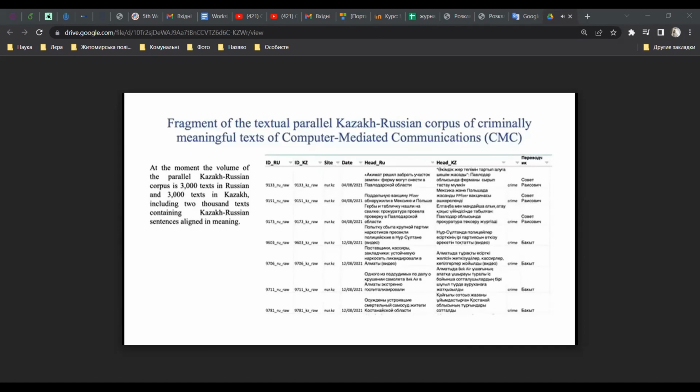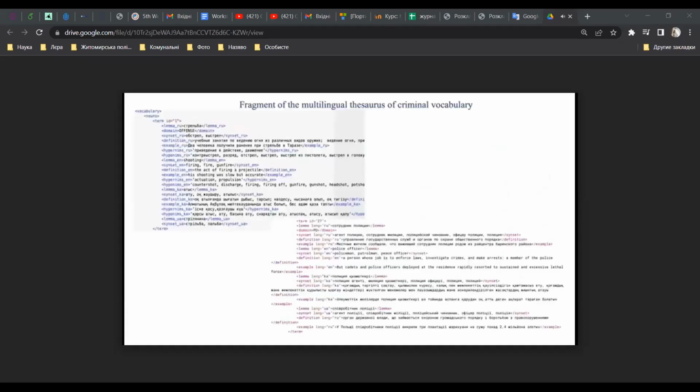Our dataset includes a parallel Kazakh-Russian corpus, which has been developed over 3 years, and an XML dictionary of synonyms with criminal-related vocabulary. At the moment, the volume of the parallel Kazakh-Russian corpus is 3,000 texts in Russian and 3,000 in Kazakh, including 2,000 texts containing aligned Kazakh-Russian sentences. We extract the vocabulary for our XML dictionary of synonyms manually from the English, Ukrainian, Kazakh, and Russian texts on criminal matters. Our study was based on the corpus of news texts, which includes 857 texts.